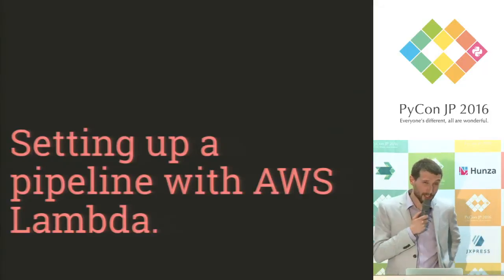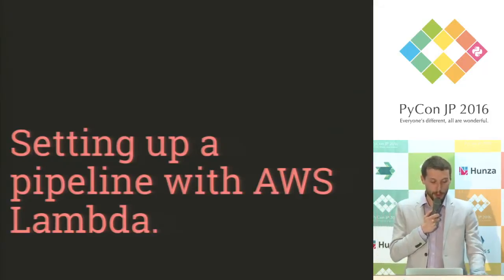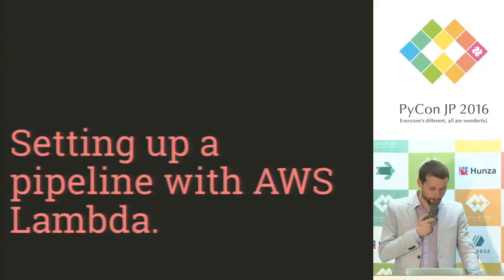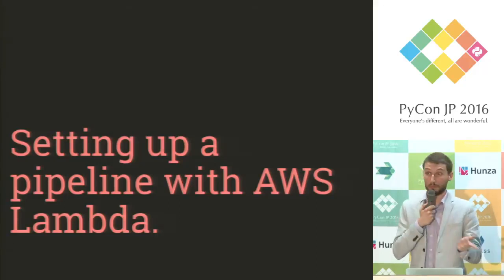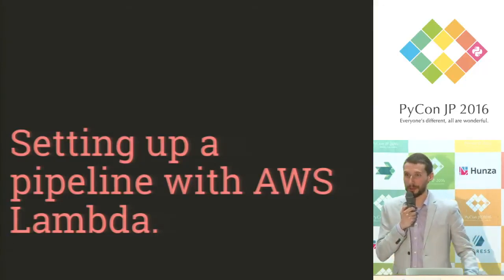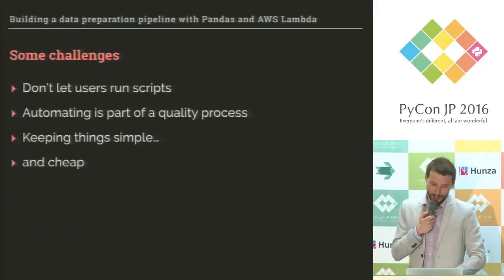So now the last part of that talk is about setting up a pipeline with AWS Lambda. So who in the room has used Lambda in the past? Okay, a few people. What about Google Cloud Functions? Well, just 3 people. So those technologies are kind of new.